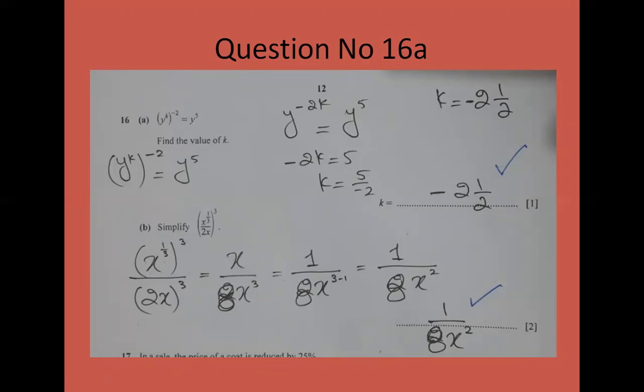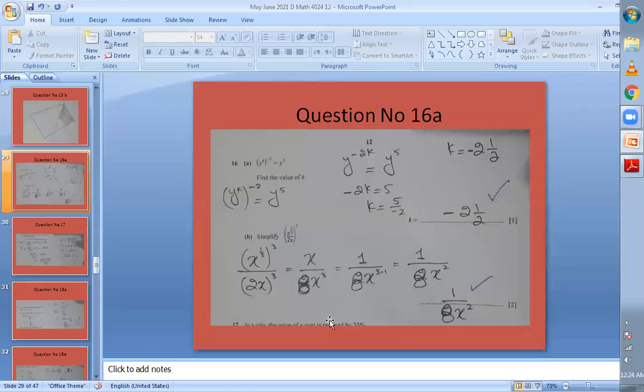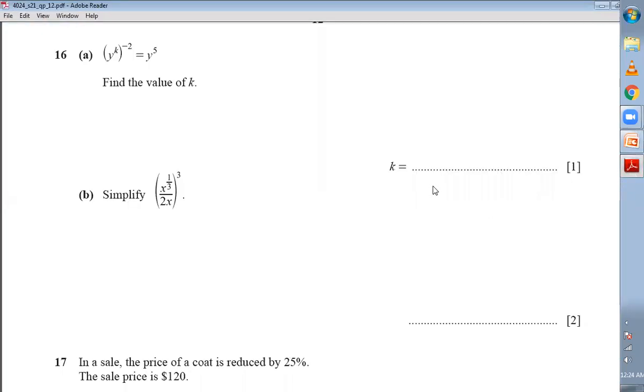Downstairs, 2 cube, 2 raised to power 3, will be 8. 2 cube means 2 multiply 2 multiply 2. So it will be 8 and x raised to power 3. Then we will have 1 divided by 8 x raised to power 3 minus 1. So you will have 1 divided by 8 x square. So 1 by 8 x square is the answer. So this is how you do question number 16. Hopefully you understand. Okay, so let's move to the next question.